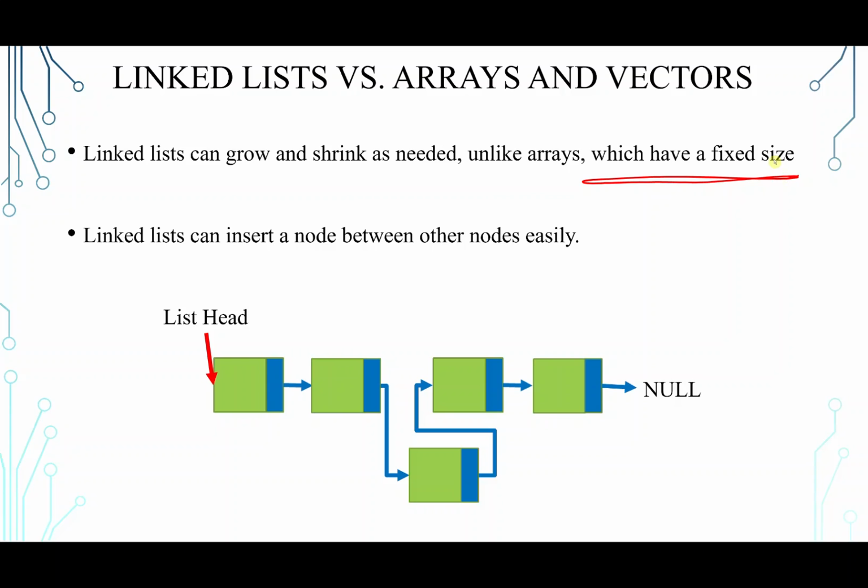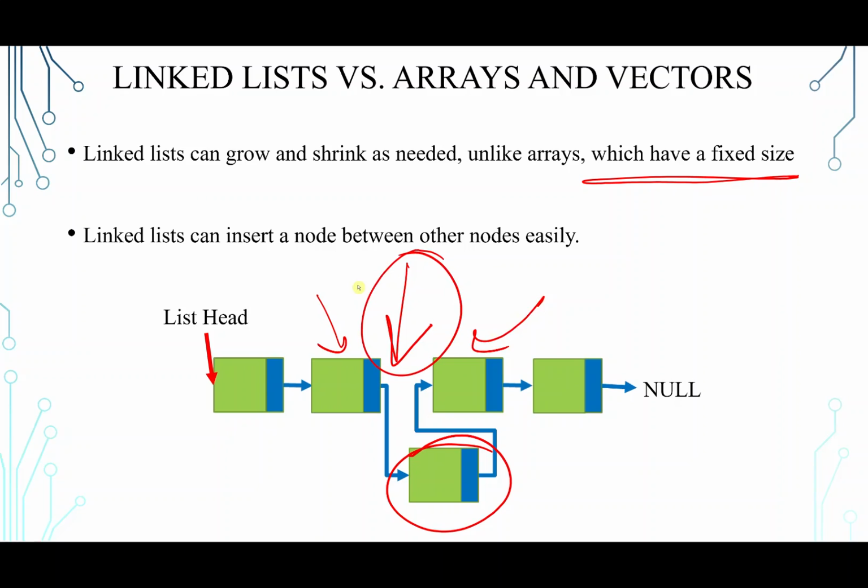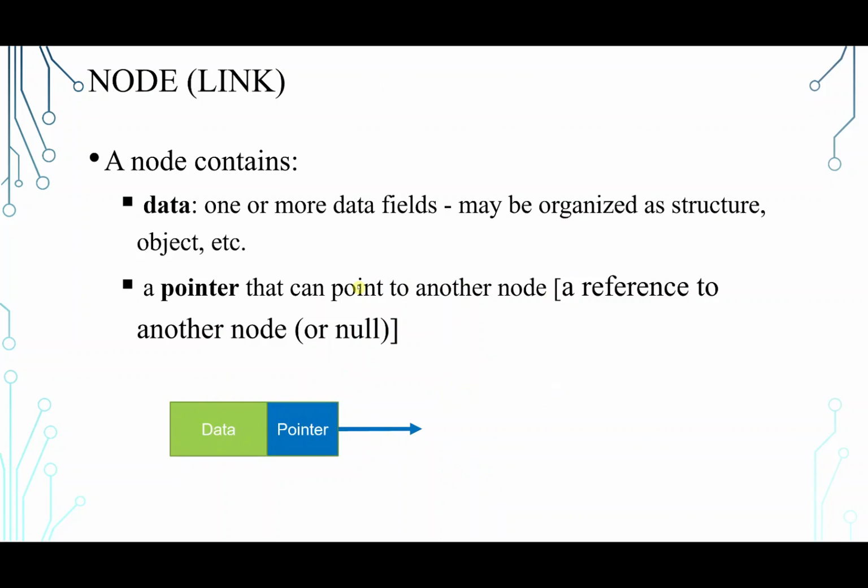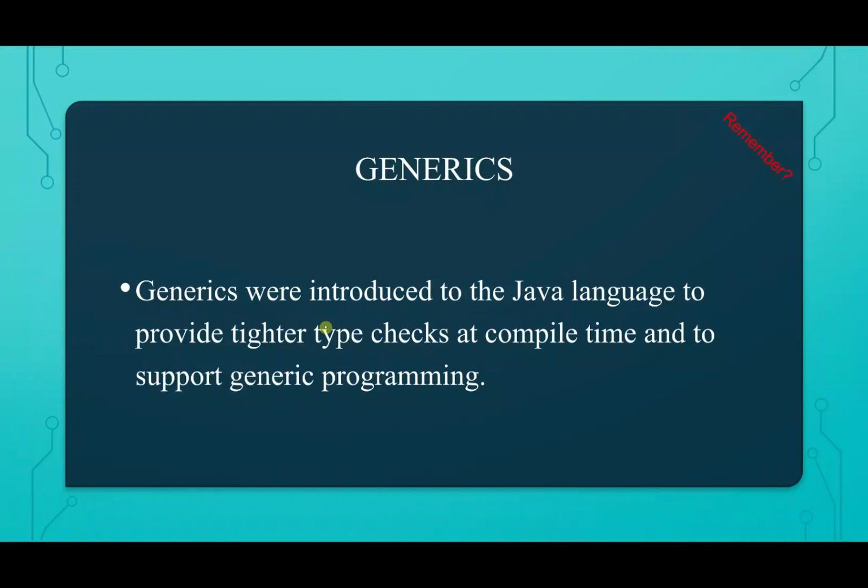Linked lists can insert a node between other nodes easily. If we have this node and you want it inserted in this place between this node and this node, you can do it. Again, just reminding you that a node contains two main things: data and a pointer. Data could be data fields of integer, student, or anything. The pointer points to another node, which is basically a reference to another node, or null if it's at the end, because the last node in your list is going to point to null.